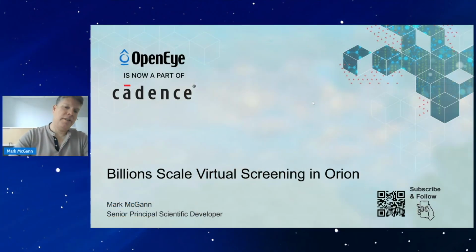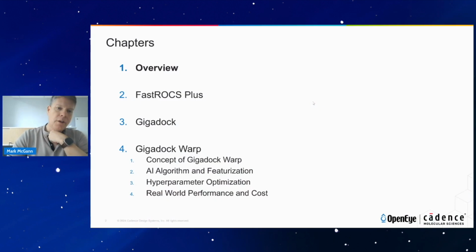Thank you, Gunther, and thanks everybody for coming. Today I'm going to talk to you about doing some really large-scale virtual screening in Orion, as Gunther mentioned. I'm going to start off with just an overview of the entire presentation, and then I'm going to run through 3 different programs that we have to do this ultra-large virtual screening, one of which is a ligand-based screening program, and 2 of which are structure-based programs.